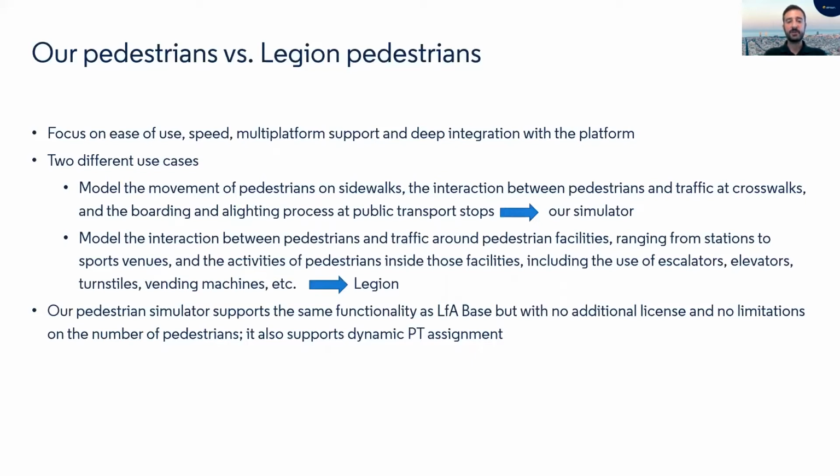Before, with Legion for Aimsun, our users could purchase the license and model the movement of pedestrians on sidewalks, the interaction between pedestrians and traffic at crosswalks. For example, they were calling a phase with a push button detection, and the boarding and alighting process at public transport stops.